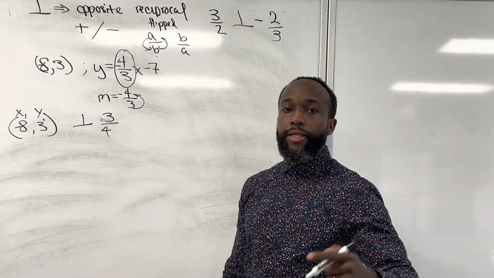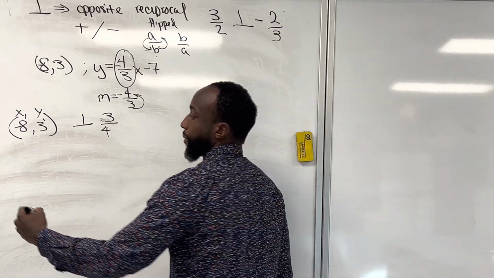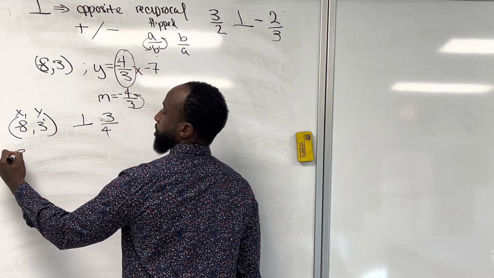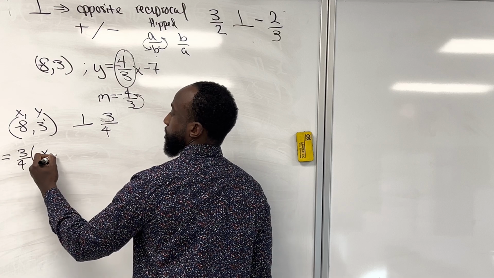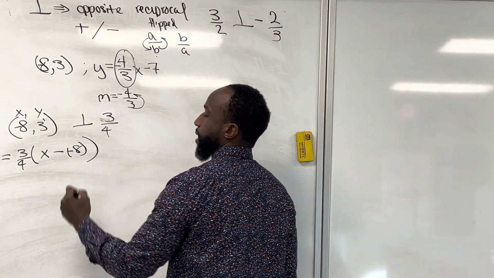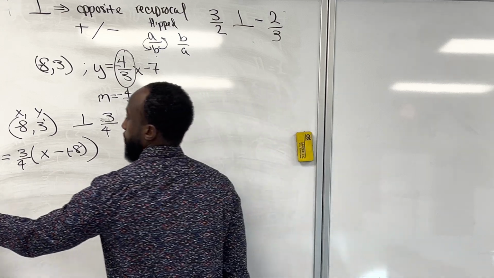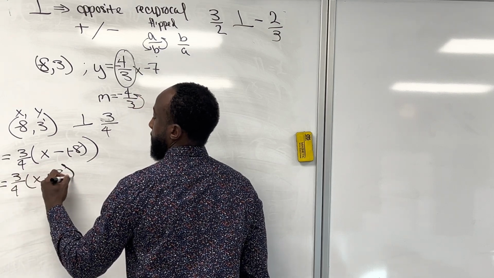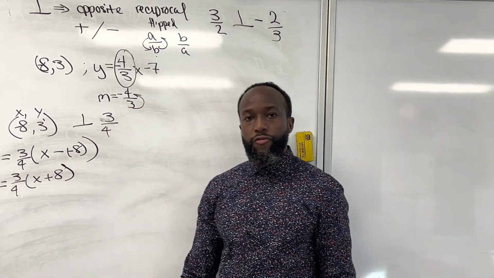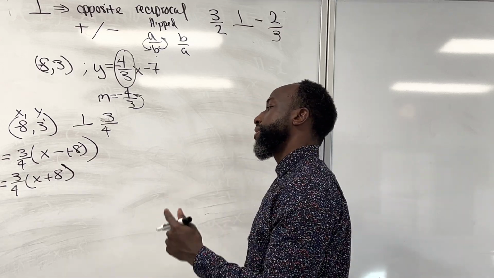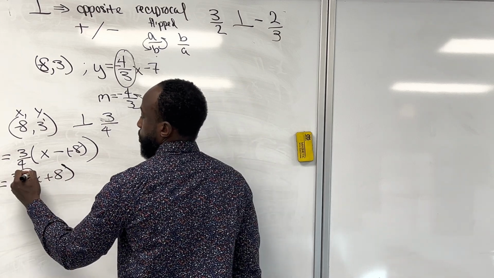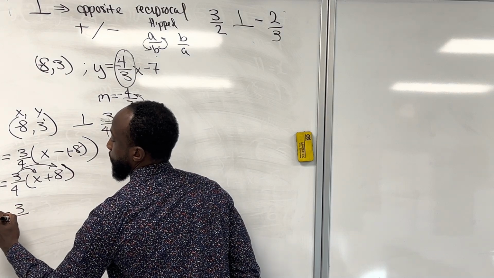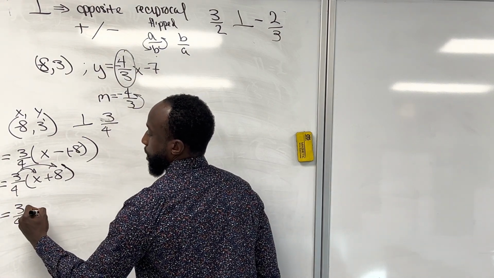Now we're at step 3. Substitute it into point slope form. So it'll be y minus y1 equals the slope, 3 over 4, times x minus x1, which is -8. Okay? Here we go. So we got y minus 3 equals 3 over 4 times x plus 8. That is point slope form. The next thing we want to do is simplify it into slope-intercept form. Distribute. So it'll be y minus 3 equals 3 over 4x plus 6.